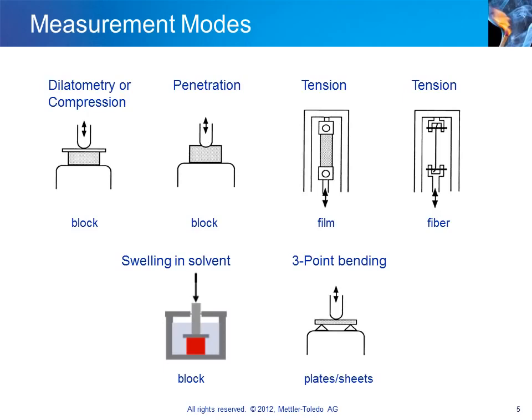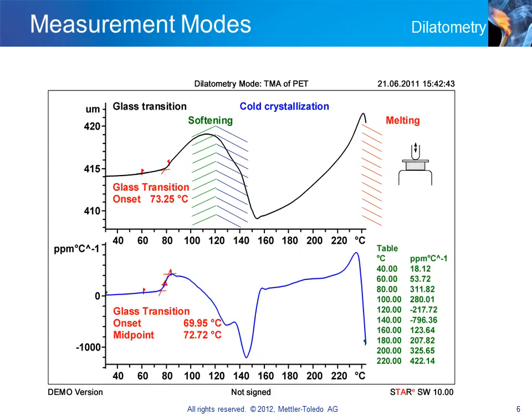The following slides show typical measurement curves to illustrate each particular measurement mode. The first slide shows the TMA measurement of a 0.5 mm disc of amorphous PET in the dilatometry mode. The curve in the upper diagram records the thickness of the sample with increasing temperature. The sample first expands slowly up to the glass transition. The expansion rate then increases significantly on further heating due to the increased mobility of the molecules in the liquid state.